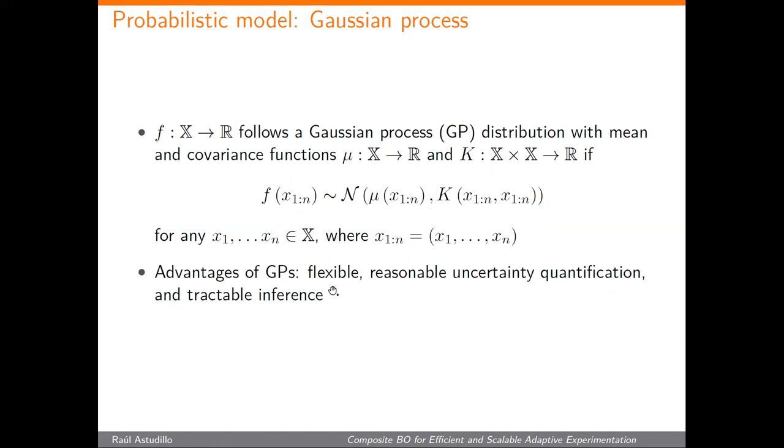Again, I'm not going to go into the details, but the advantages of GPs are that they are flexible, so they allow the incorporation of prior information via the mean function and the covariance function. Things like the smoothness of the function can be incorporated via these two functions. They are by no means perfect, but they often provide reasonable uncertainty quantification, and very often they also provide tractable inference. In this talk, I'm going to be focusing on Gaussian processes, but many of the ideas that I'm going to be discussing here apply more broadly to other probabilistic models.